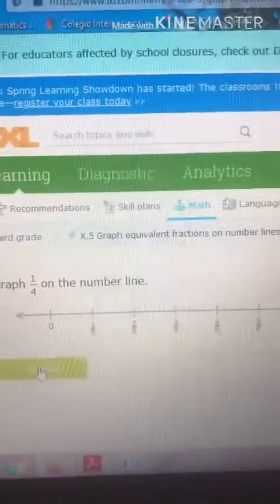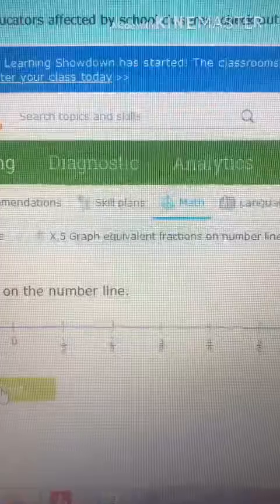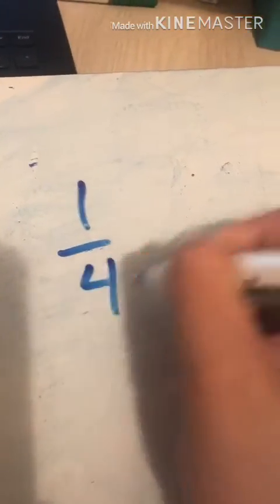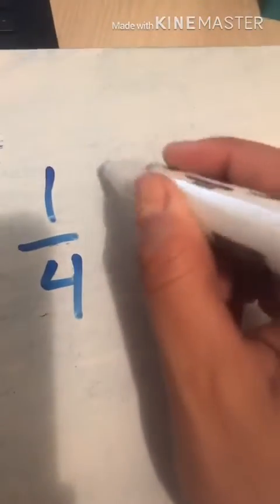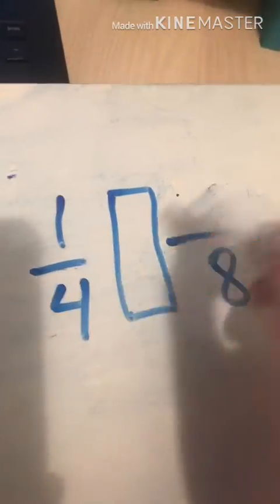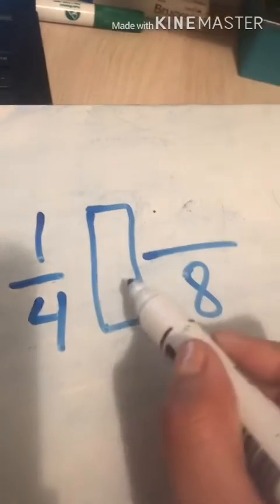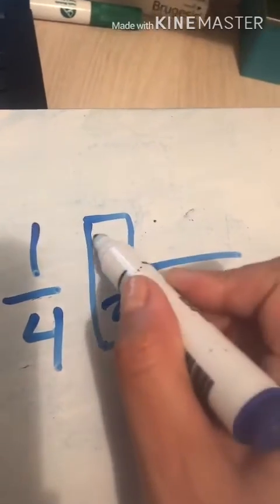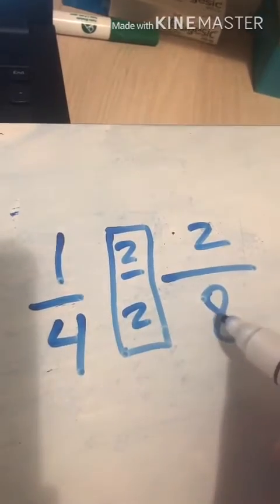It says graph 1/4 on the number line. And we see that our denominators are what? They are 8s. So we write down 1/4. And I know that my equivalent fraction is going to have the denominator 8. So what number am I going to multiply by, up and down? What number makes an 8 when we multiply it? 2, because 4 times 2 equals 8. So up and down we multiply: 1 times 2 is 2, and 4 times 2 equals 8.